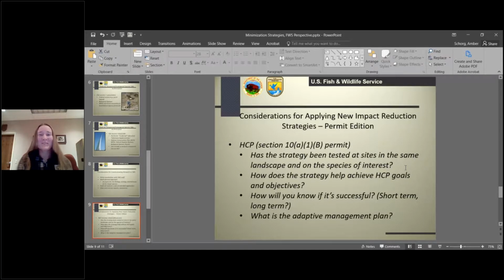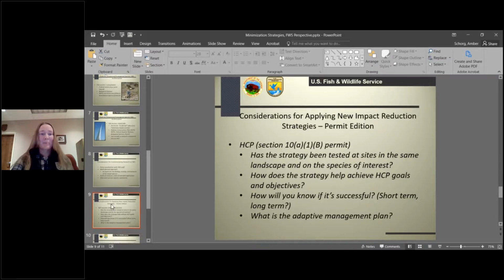I think Greg had some of those same questions as well, both over the short term and then in the long term. And finally, what is the adaptive management plan? You might have to incorporate some adaptive management to plan to replace units, perhaps, or check in on how they're functioning, over a long period of time. So it's important to consider those as well.